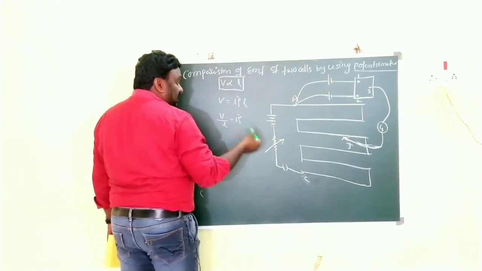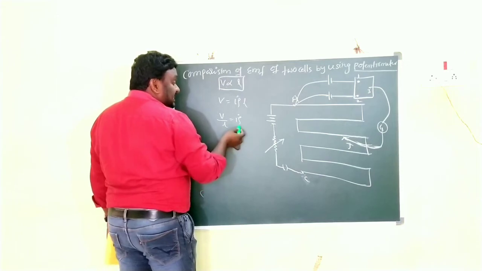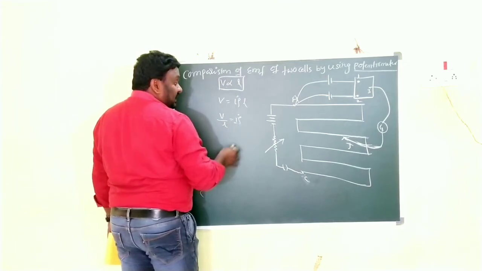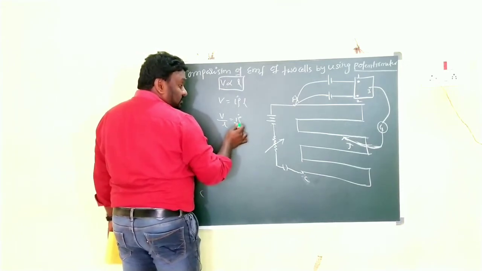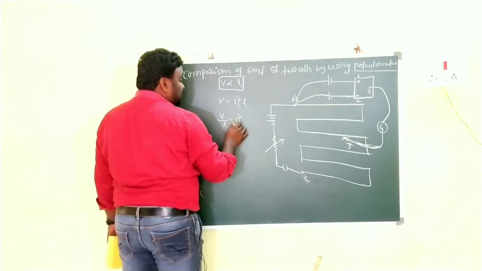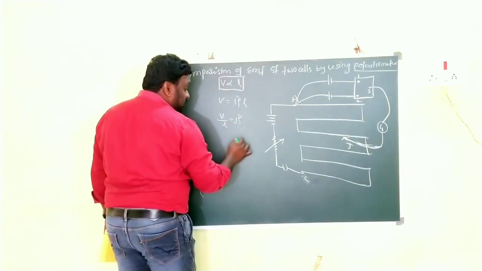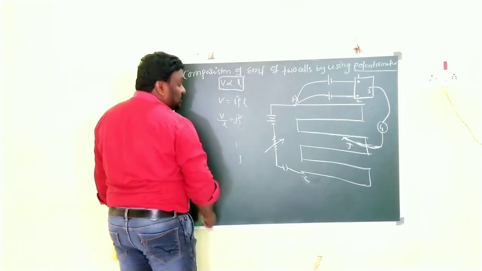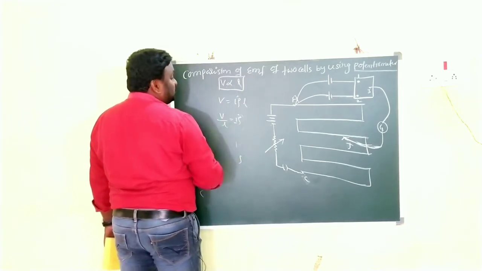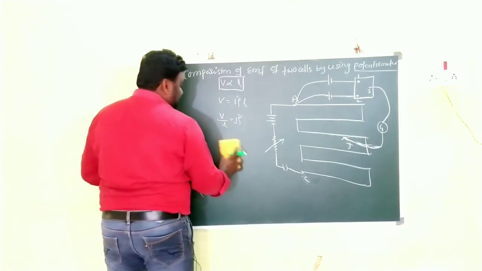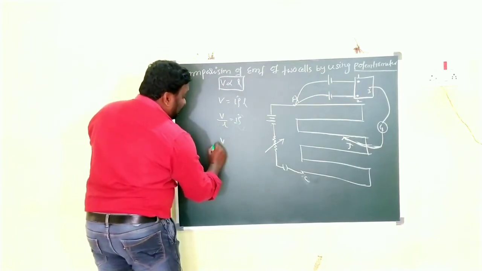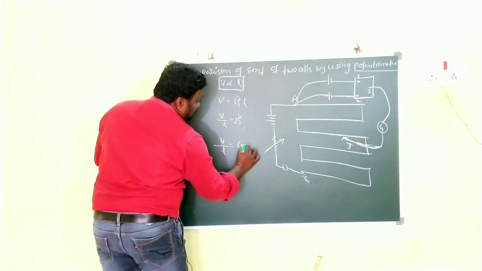Clear? So when we are taking a potentiometer, the steady current passes, and the wire has a uniform area of cross section. That's why the resistivity is also the same. That's why I is constant and rho is also constant. Then V by L equals what do we write? Constant. That's why here we simply write V by L = constant.